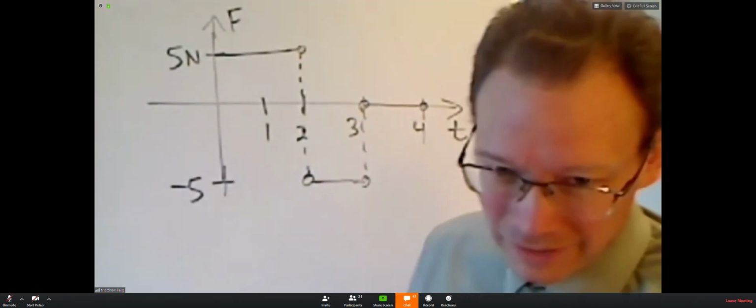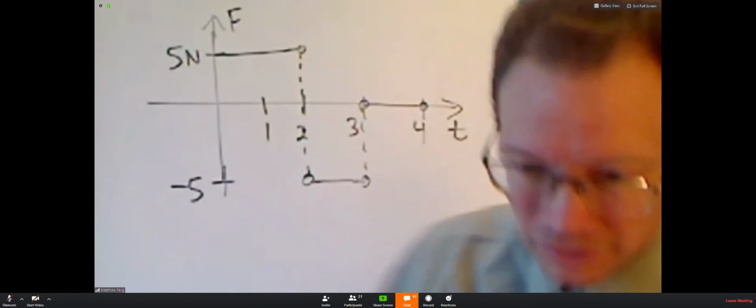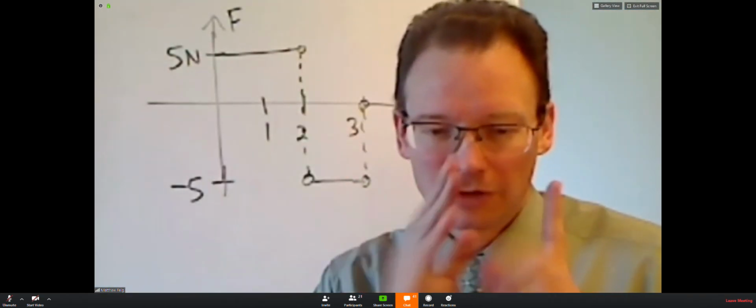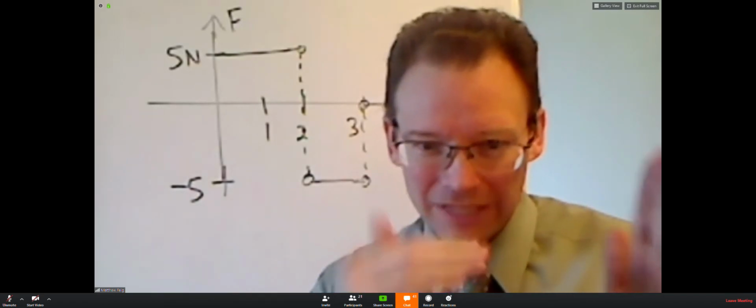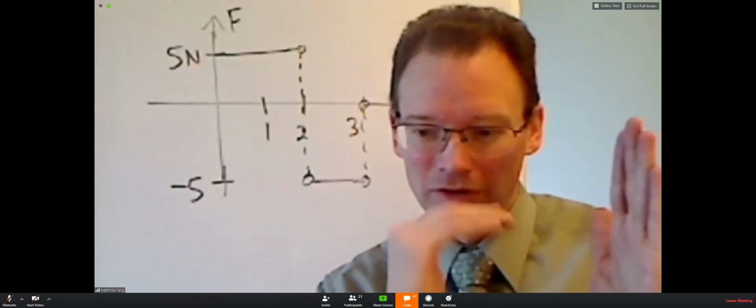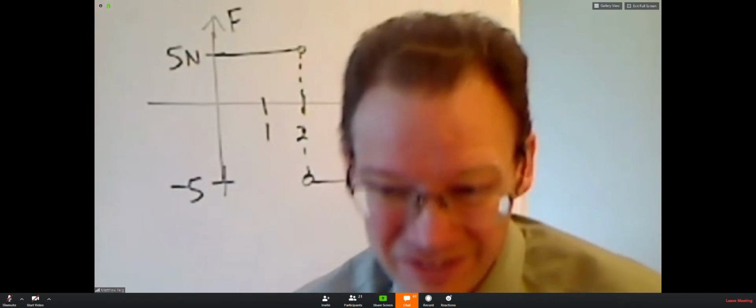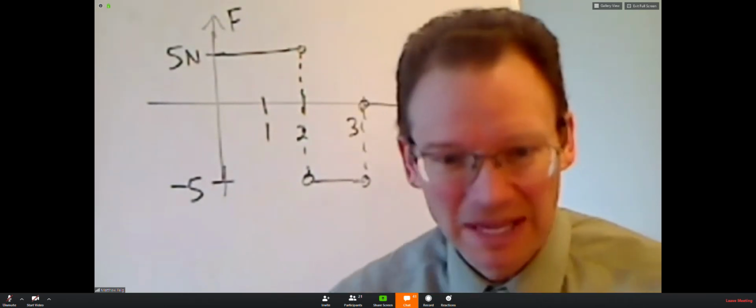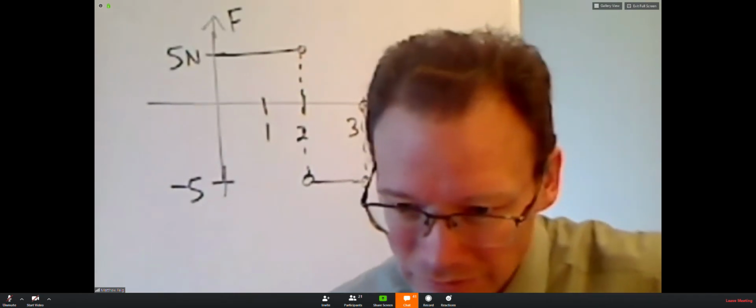I think that's right. So from 0 to 20 at height 5, from 20 to 35 at height negative 5 newtons, from 35 to 45 at height 0. Just some kind of graph exercises. Okay.